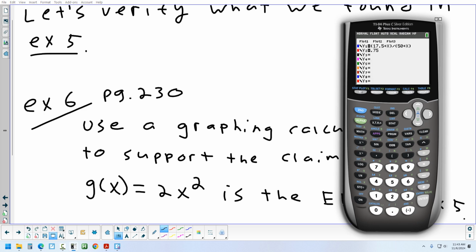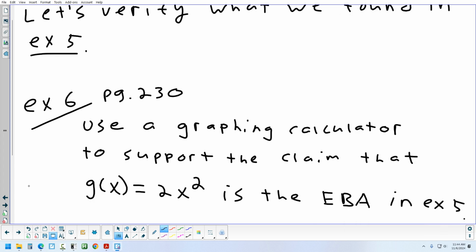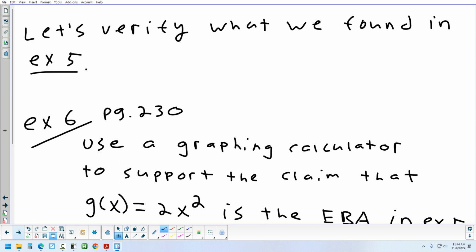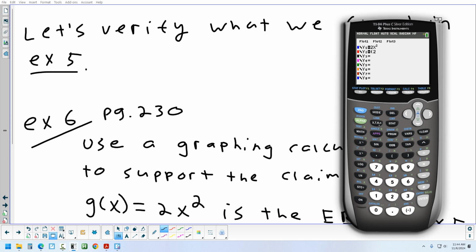Okay, so what I need to do is type in the EDA, which I have right there. And now I need to type in the original problem, which I don't remember. So I need to go back to example 5 and get that problem. 2x cubed minus 4x squared plus 3. And if somebody can just remember the denominator, I'll remember the rest. And the denominator was x minus 2? Yep. Okay.